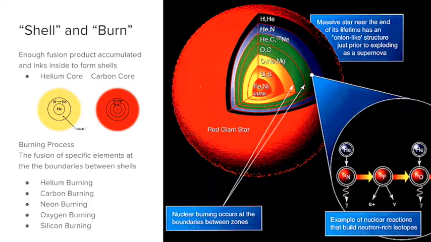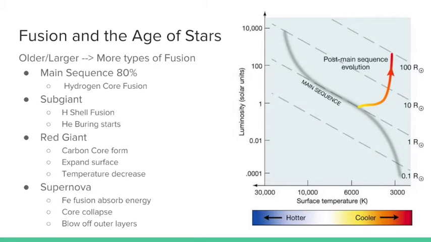The fusion of a specific element is called burning. Burning is not the alpha process. The burning of different elements each has its own set of reactions that forms other stuff. As the star ages, the helium burning will happen first, followed by carbon burning, neon burning, etc. To wrap up the relationship between fusion and stars, the older and larger a star is, the more types of fusion it will have. It performs hydrogen core fusion during the main sequence lifetime.